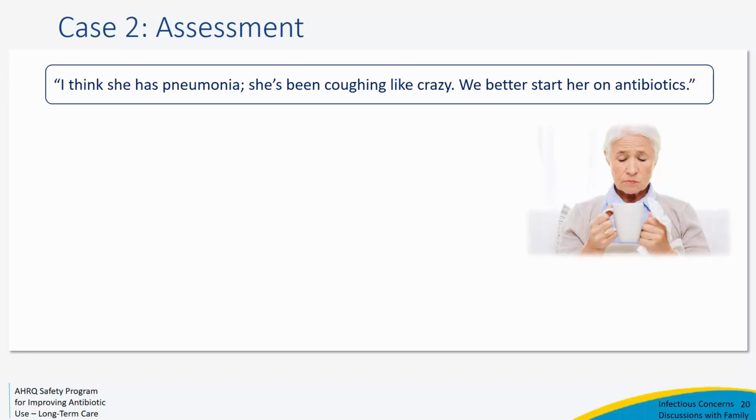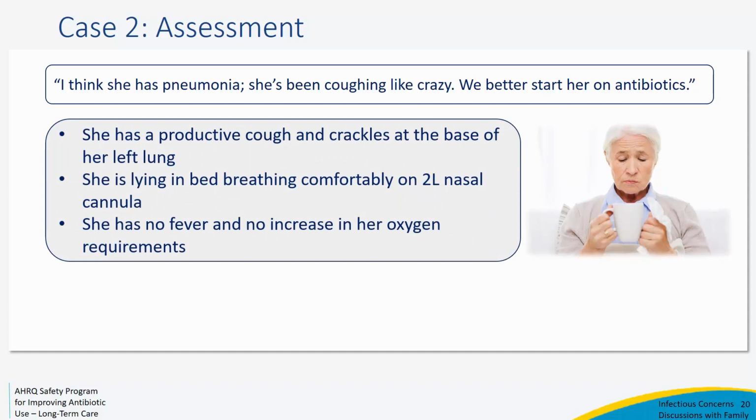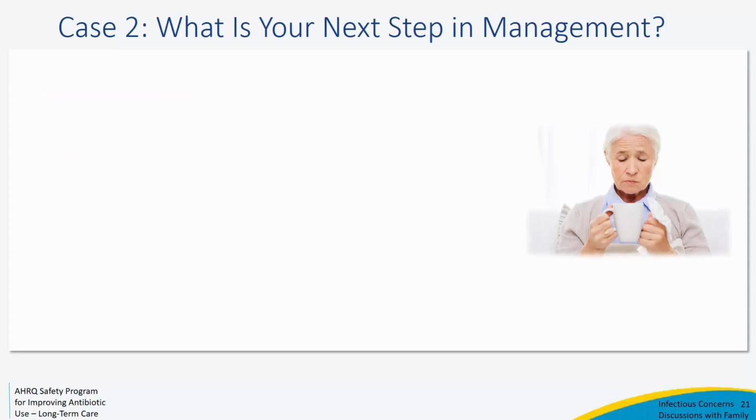You go in to evaluate Ms. Jones. She has a productive cough and crackles at the base of her left lung. She has no fever and no increase in oxygen requirements. She is lying in bed, breathing comfortably on her baseline oxygen level, 2 liters per minute by nasal cannula. What is your next step in management?